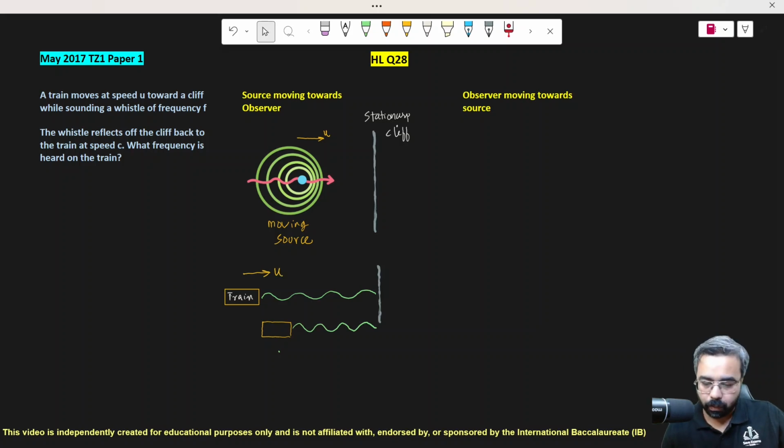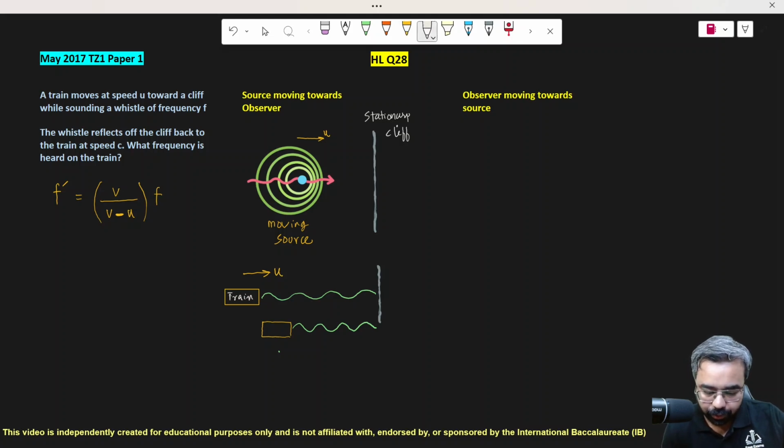So if you want to know the frequency, I am saying that this is the frequency received by an observer, which in this case is the cliff, that is equal to v over v. What should we write? Because the source is moving towards the observer, the frequency should increase, so you should write a negative sign here. We should subtract the two velocities, because in this case the relative velocity is v minus u, into f, according to our data booklet.